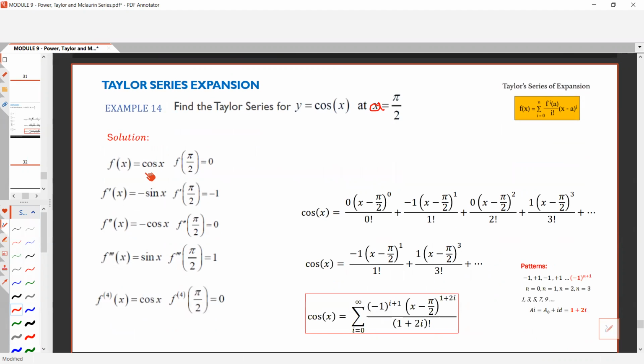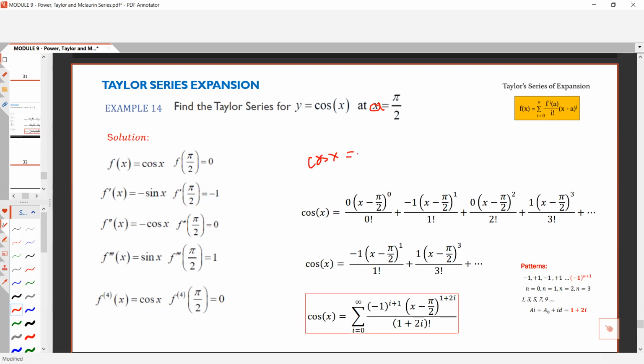f of x equals to cosine x. For the first derivative, negative sine x. Second derivative, negative cosine x. Third derivative, sine x. Fourth derivative, cosine x. Yun, bumalik ka na. So you have your pattern. So f equals to pi over 2. Pasok mo. Pi over 2, pi over 2. Ito yung pattern na kuha mo. Okay, then substitute to your Taylor series expansion.